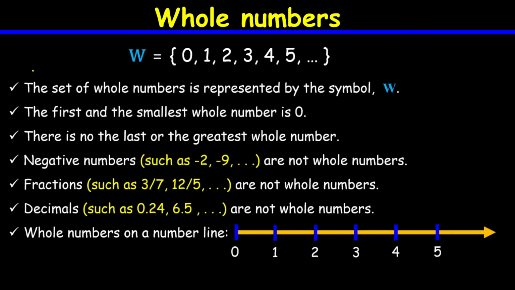Let's summarize now what we discussed so far in this lesson. Whole numbers are 0, 1, 2, 3, 4, 5, and so on. Whole numbers are infinite. The set of whole numbers is represented by capital letter W. The first and the smallest whole number is 0. But there is no last or greatest whole number. Negative numbers are not whole numbers. Fractions are not whole numbers. Decimals are not whole numbers. Whole numbers are represented on a number line like this.